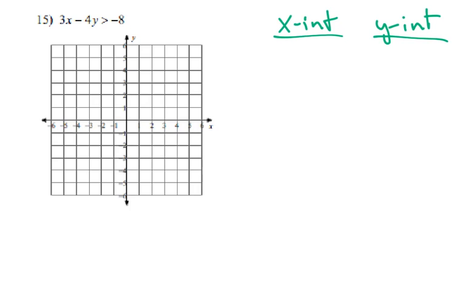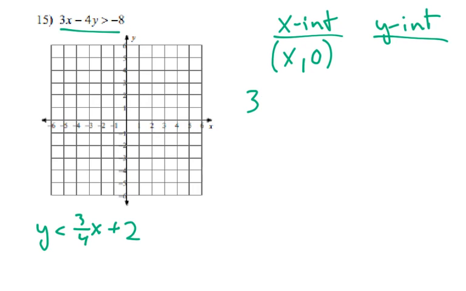If you would have changed it to slope-intercept form, you would have ended up with y is less than 3/4 x plus 2. So, to get the x-intercept, you make the y value 0. So I take this and I make the y value 0.